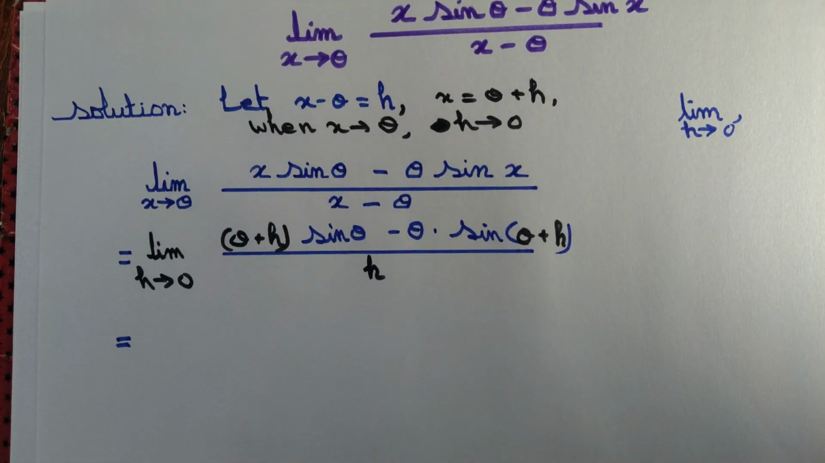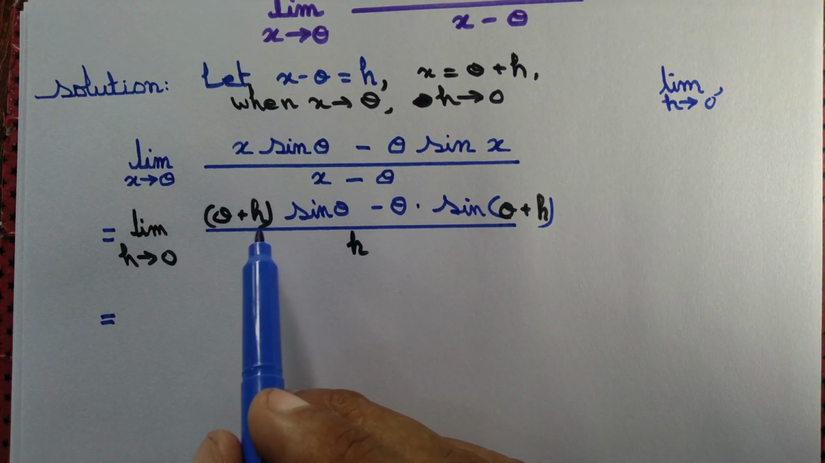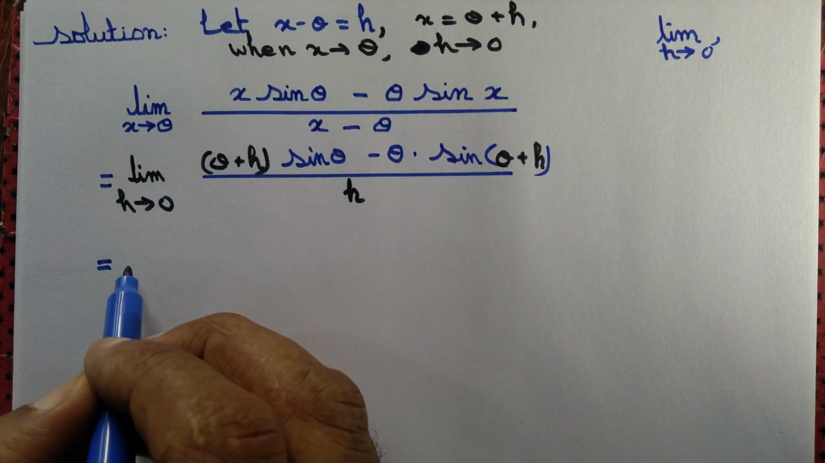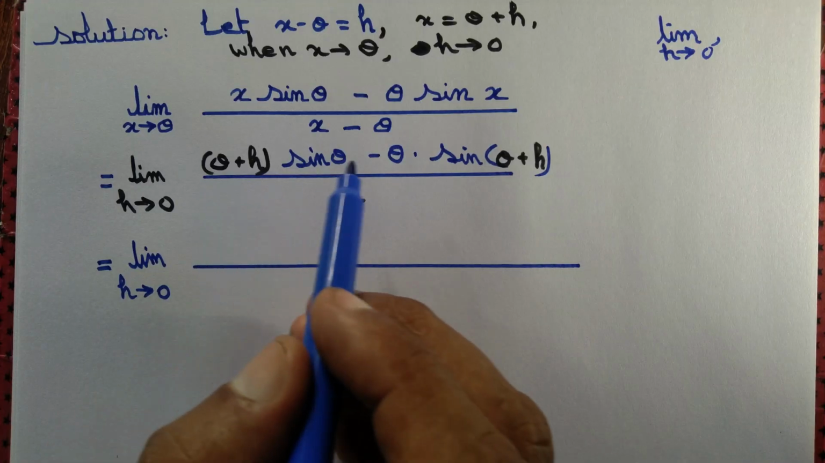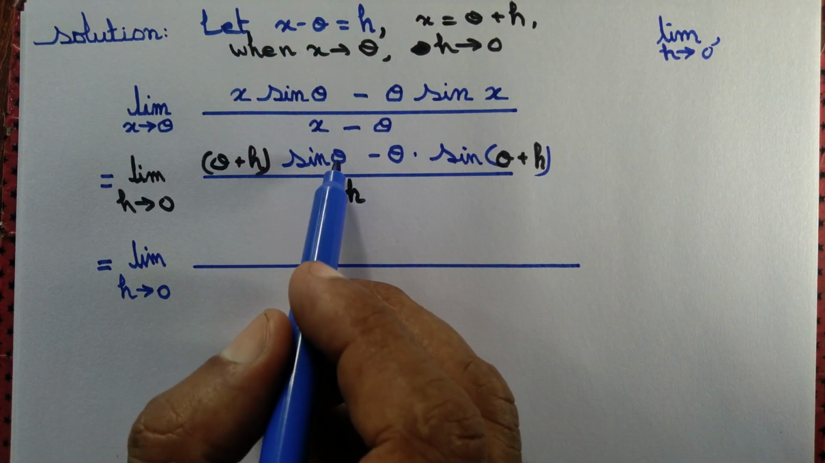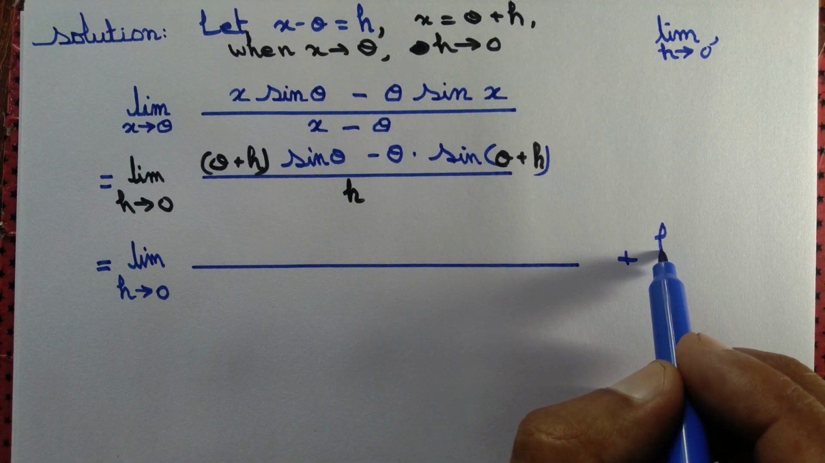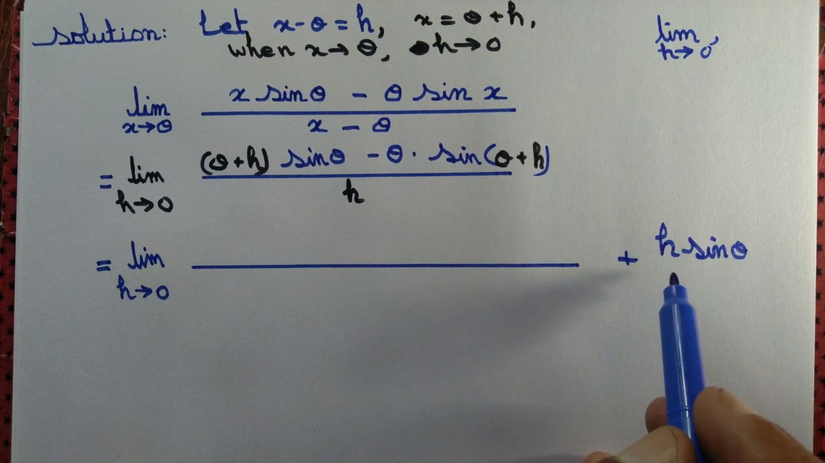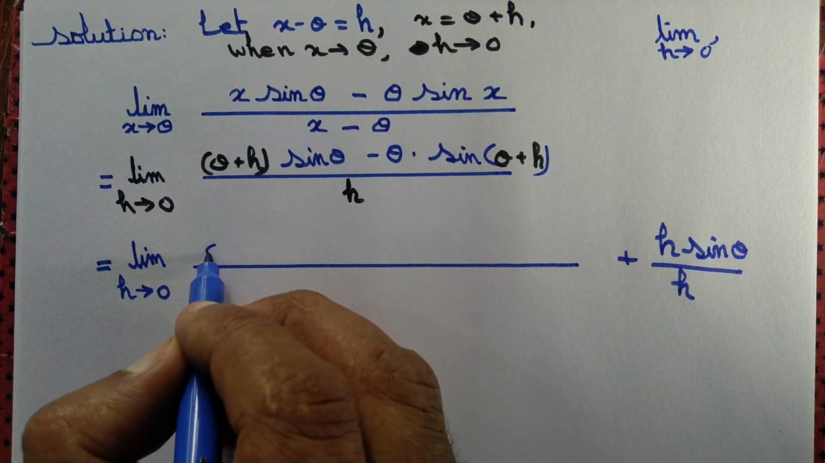Are we done? No. We got limit h tends to 0, but we are not getting the standard formula. So let's just rearrange it. So this can be written as limit h tends to 0. You see that I can take theta common. Let's write h sin theta separately. So I get h sin theta divided by h. From rest of the expression, I can take theta common.